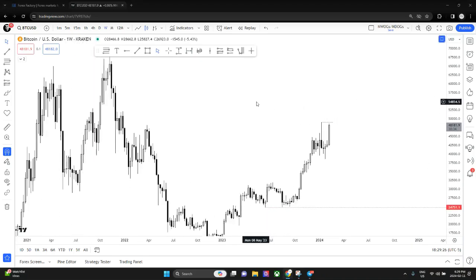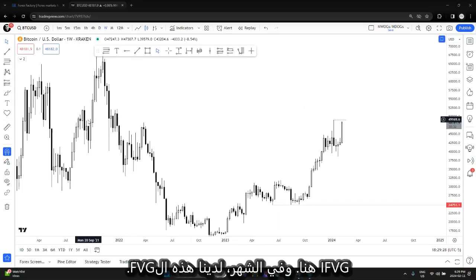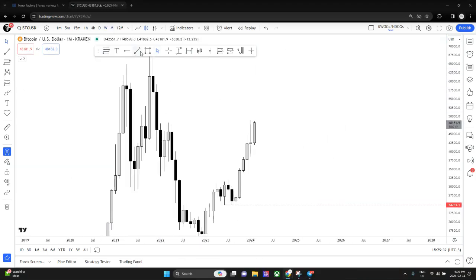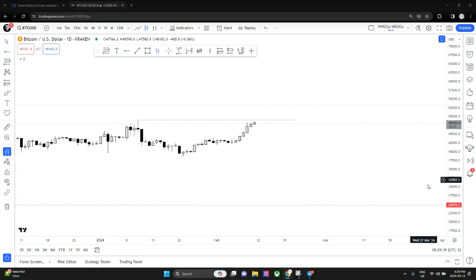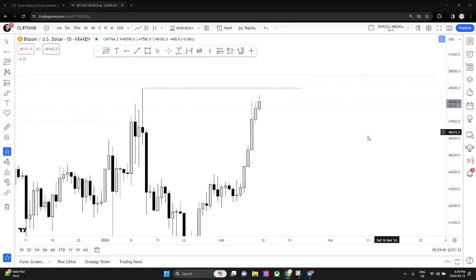We have this inverse fair value gap right here. And on the monthly, we have this fair value gap. And this is the daily time frame.